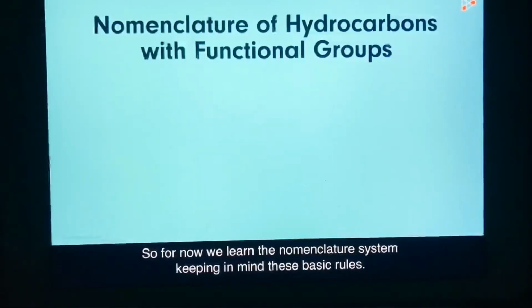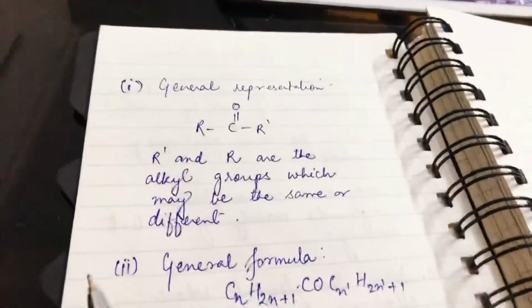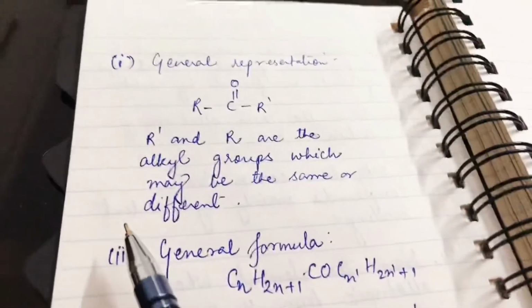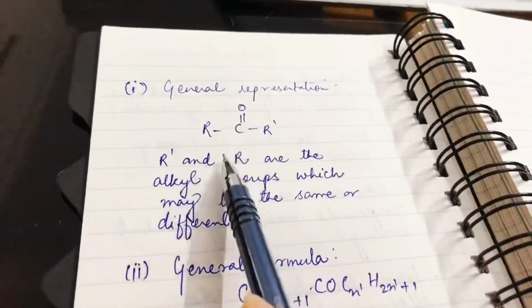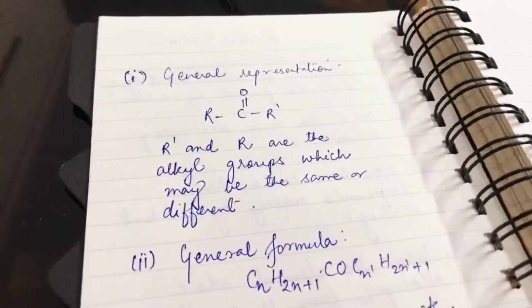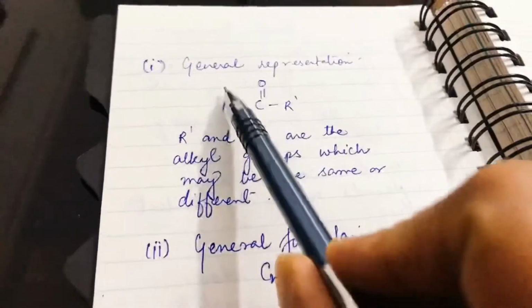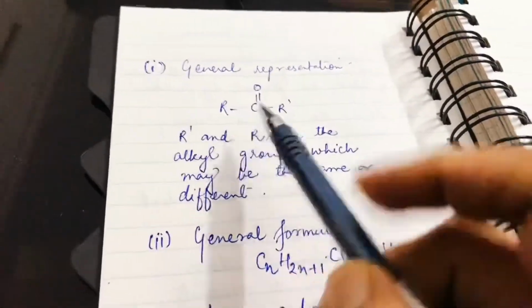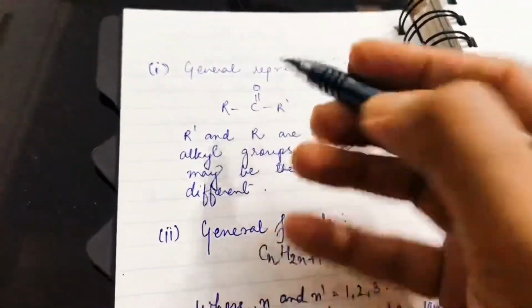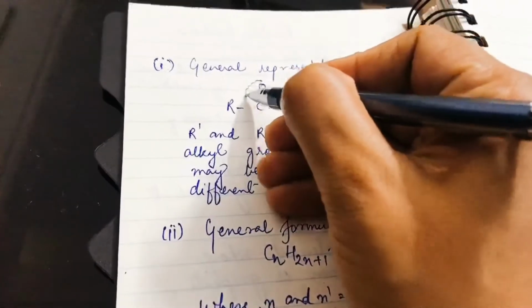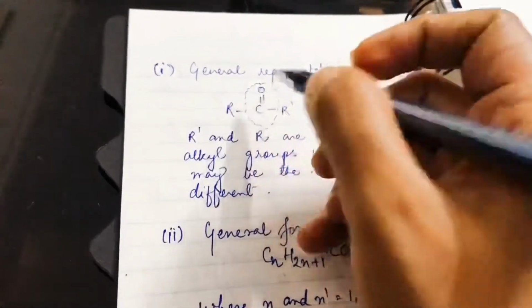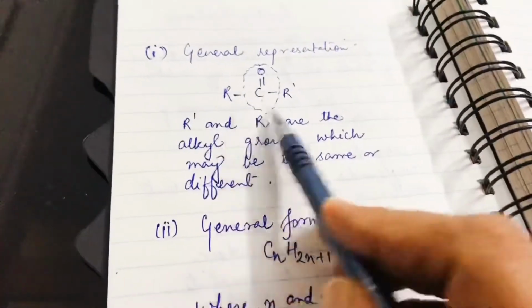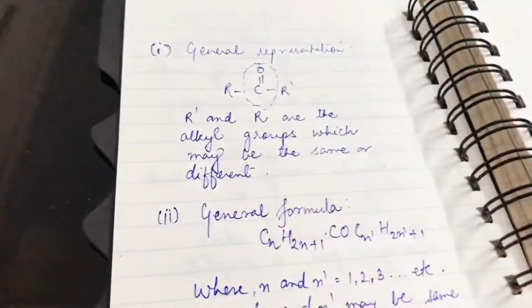So for now, students, we were talking about families of carbon compounds. One of the functional groups is known as ketone, right? So we can write the general representation. See, the ketone group is this. You can make a circle over here, just to show that yes, it is a ketone group, just to recognize it properly.